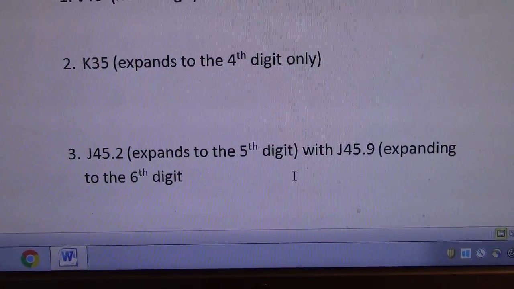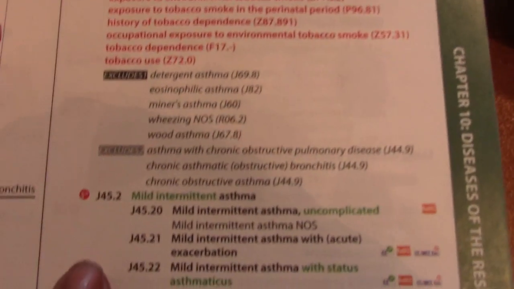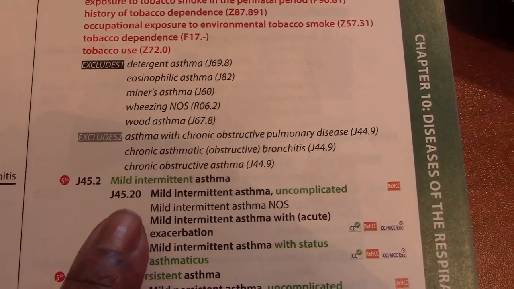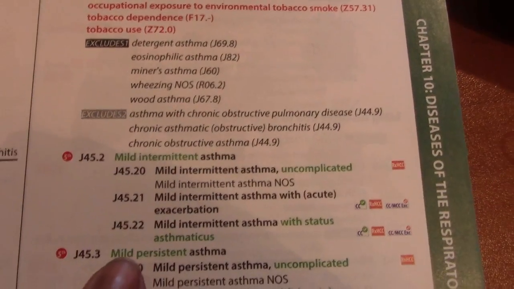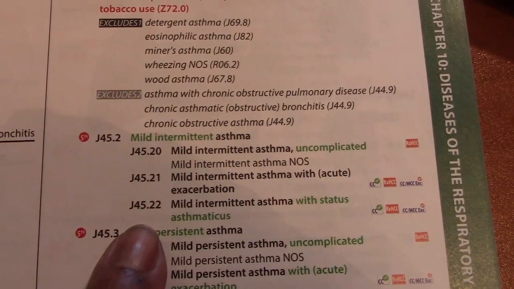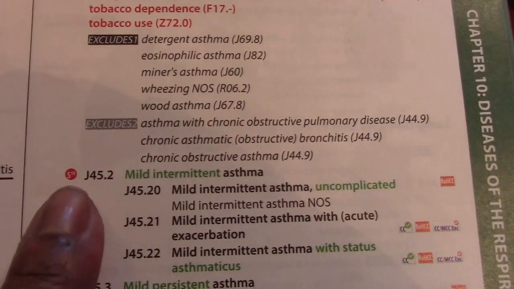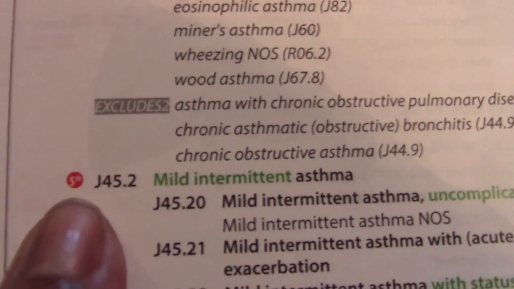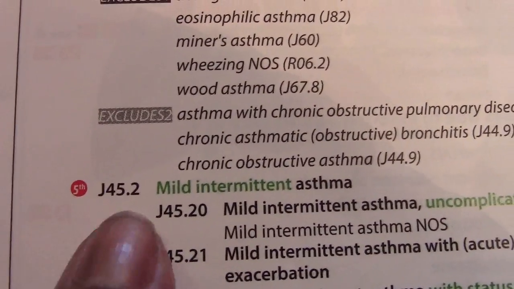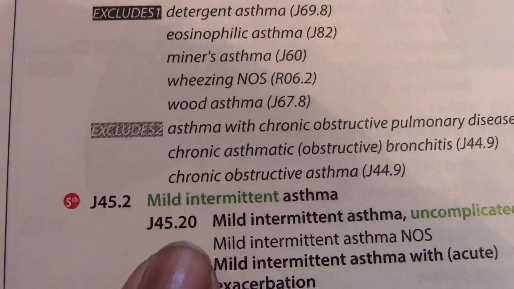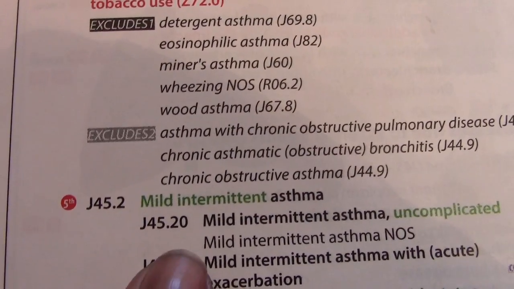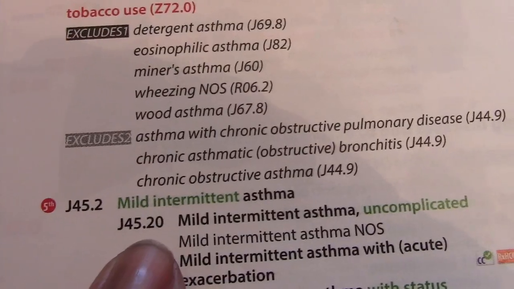And then J45.2. Let's look up J45. J45.2 expands to J45.20, J45.21, and J45.22. So see how it goes to the 5th digit. And even my little red box says it's got a 5th character. So it lets you know that code J45.2 expands to the 5th digit. So you can't stop at J45.2. You have to expand it to the 5th digit, J45.20.